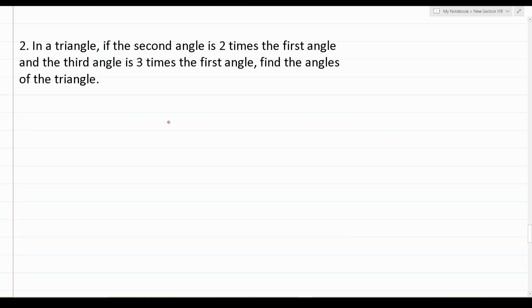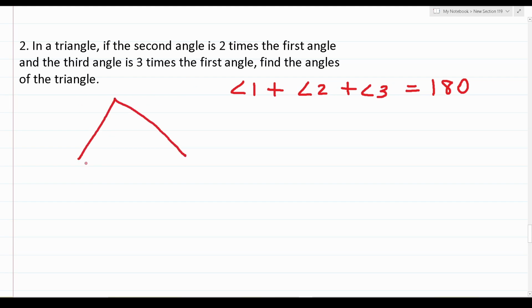All right, so number 2 here says, in a triangle, if the second angle is 2 times the first angle and the third angle is 3 times the first angle, find the angles of the triangle. Well, we can use the Triangle Sum Theorem to figure this one out. Again, according to the Triangle Sum Theorem, angle 1 plus angle 2 plus angle 3 in a triangle are always going to add up to 180 degrees. And let's make a sketch in this case to try to figure out what's going on in number 2. So we have our triangle here.